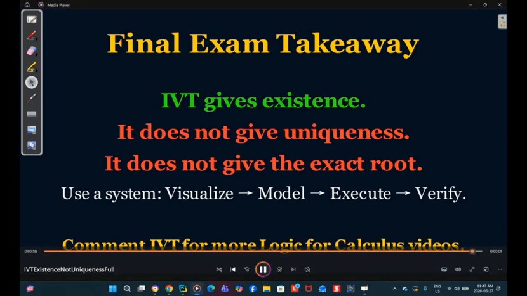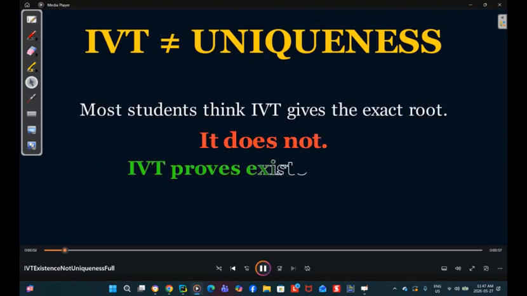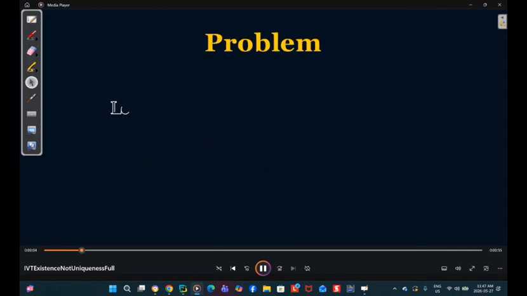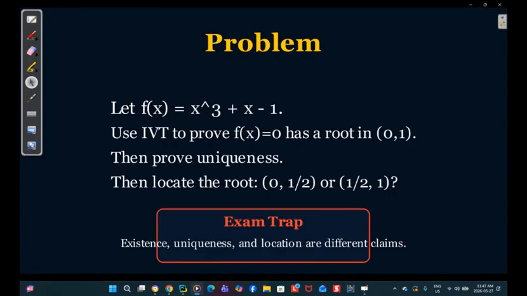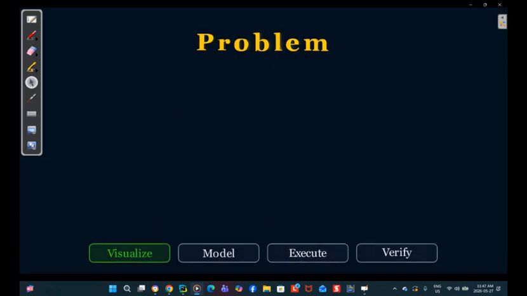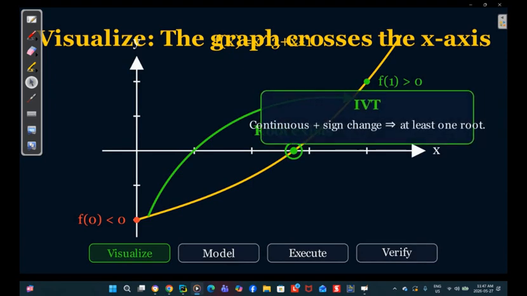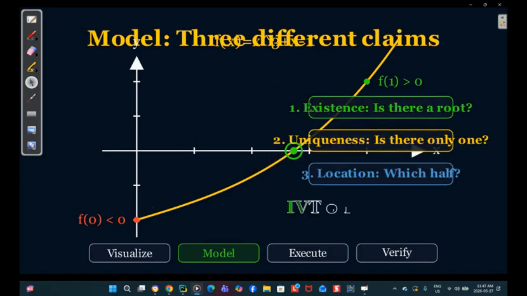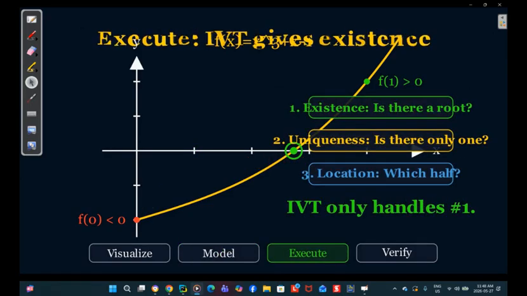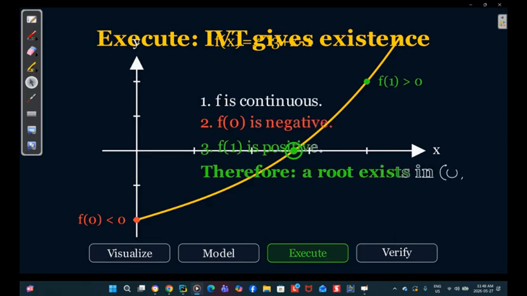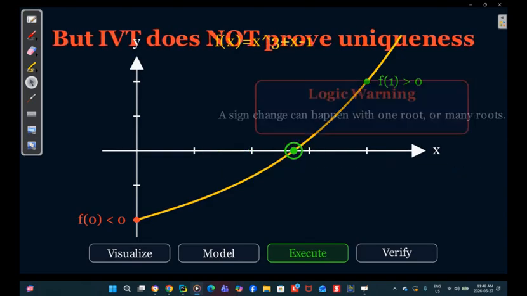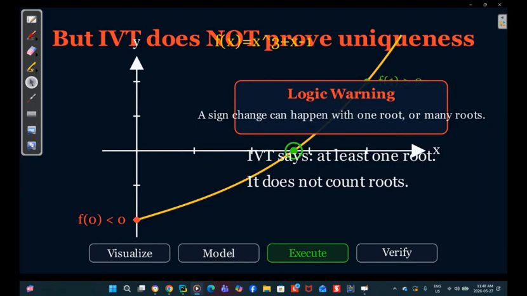Sorry, I need to get some water there. Let me play it again. As I said, at x equals 0, the function is below the x-axis. At x equals 1, the function is above the x-axis. Now, the graph is continuous, so it has to cross the x-axis, and you can see it does. That's where that root exists between 0 and 1. That is exactly where and why IVT applies. By the way, this is a good graph to show you this, because I've never come across this.